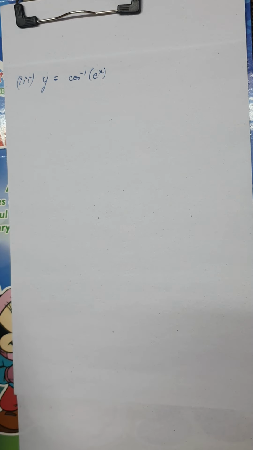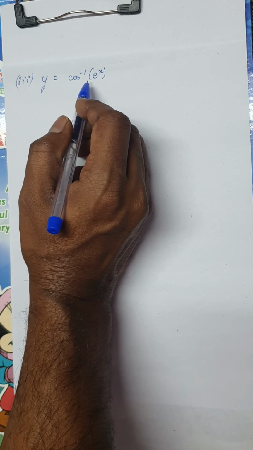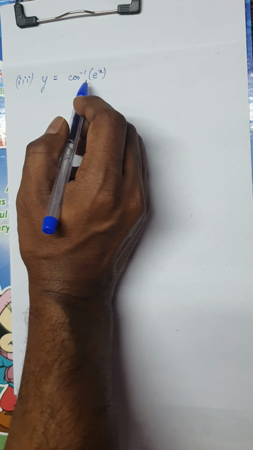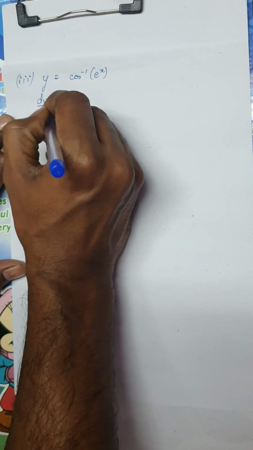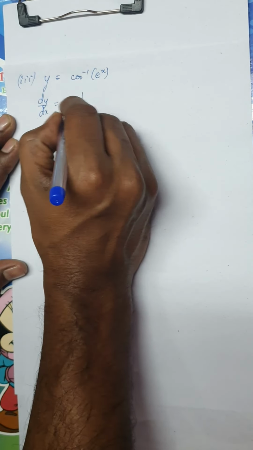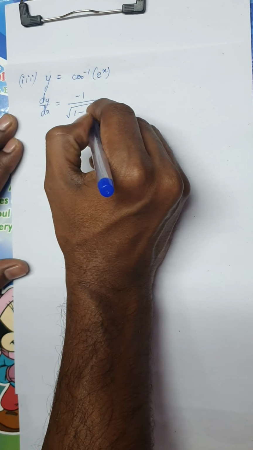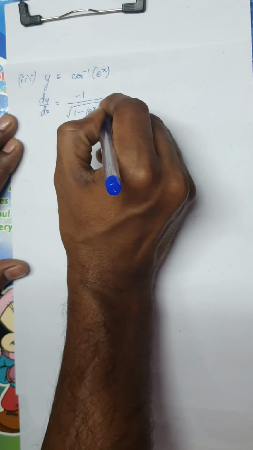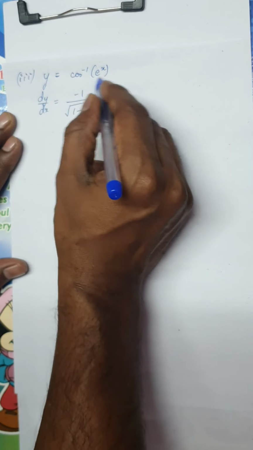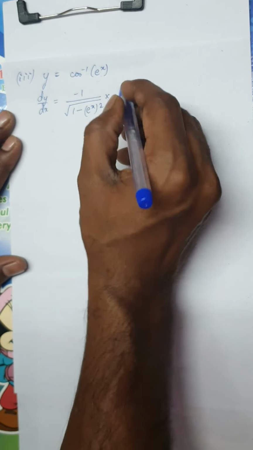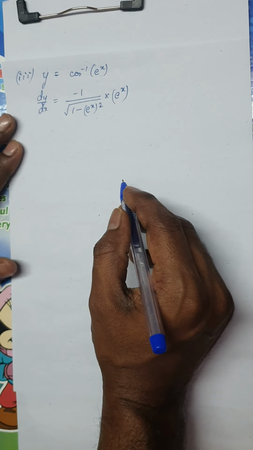Let's move on to the next question. I have y is equal to cos inverse of e power x. Now what is the derivative of cos inverse of f of x? We all know the derivative of cos inverse x is minus 1 divided by root of 1 minus x square. Instead of x, I have e power x, so I have to take e power x whole square, into the derivative of e power x, which means you have to differentiate this once, and we all know the derivative of e power x is e power x itself.